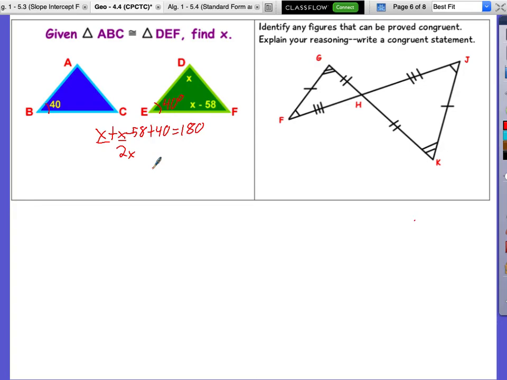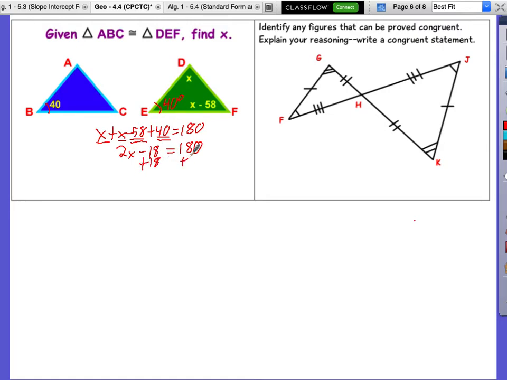And then Emma, what are some other like terms we can combine? 58 and 40. What kind of 58 is this, Emma? Very good. It's a negative 58. So what's negative 58 and 40 combined to be? Negative 18. So 2x minus 18 is equal to 180, okay? So now what would we do here, Joe? You add 18. Very good.